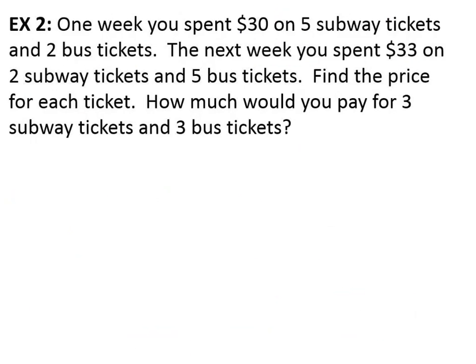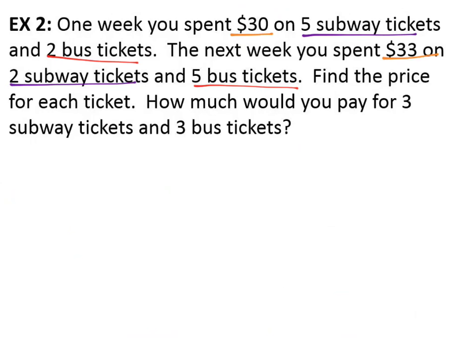Our next type, you can see we have a problem here. Go ahead and try to set it up, but as you set this one up, make sure you read through it and mark important information. I know $30 is important, 5 subway tickets is important, 2 bus tickets is important. That's for 1 week. That means our first equation is going to be that amount. Our second equation is going to deal with $33 and 2 subway tickets and 5 bus tickets. As we go through this, we're going to find the price for each ticket, and then find out how much you'd pay for 3 subway tickets and 3 bus tickets.